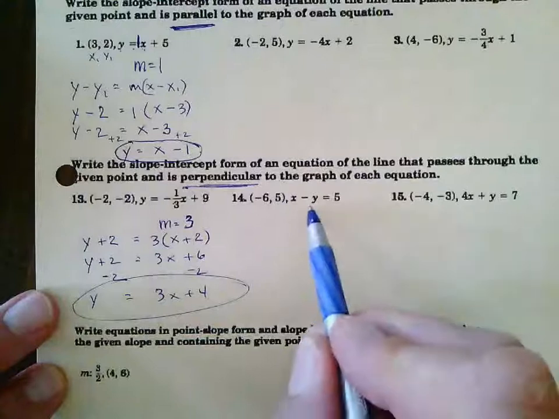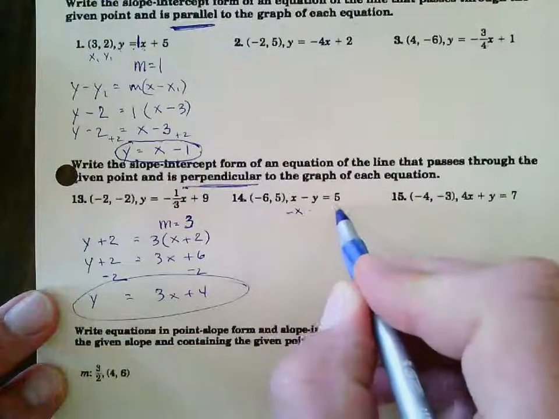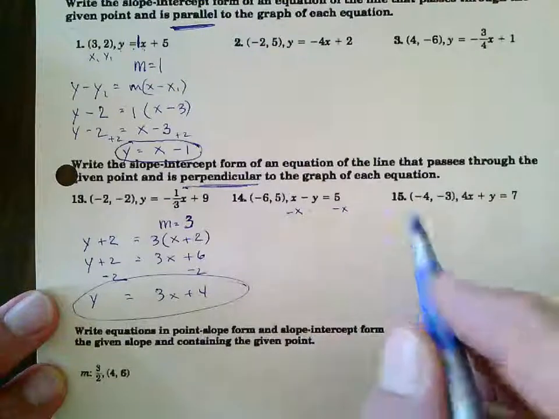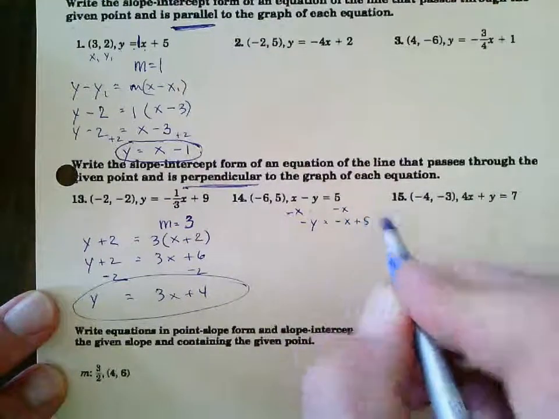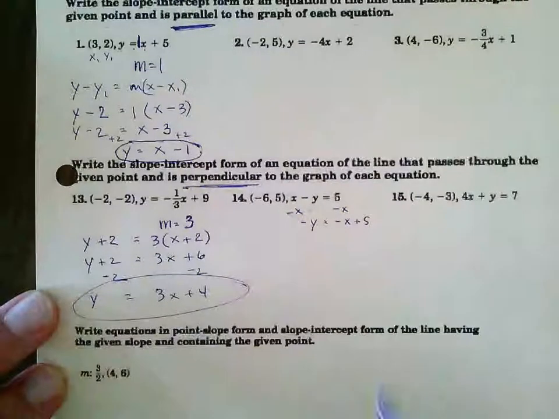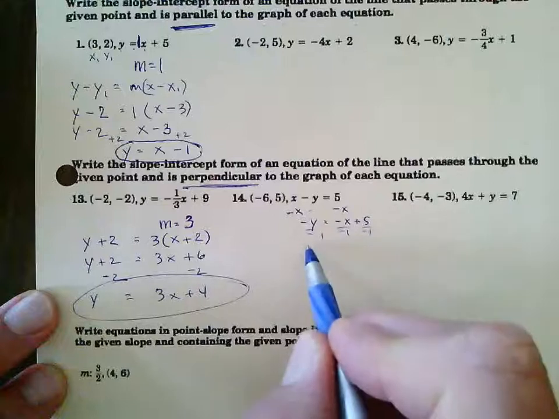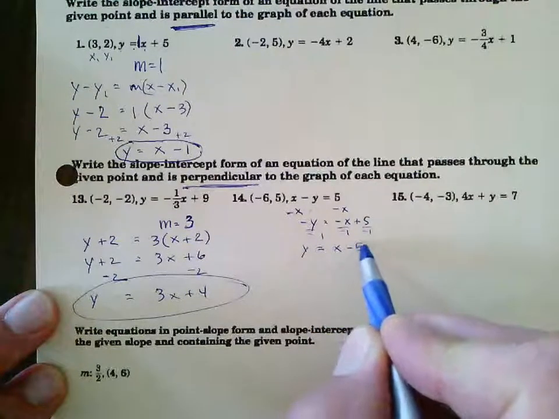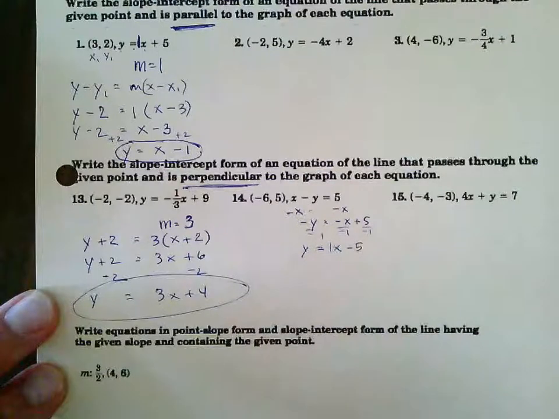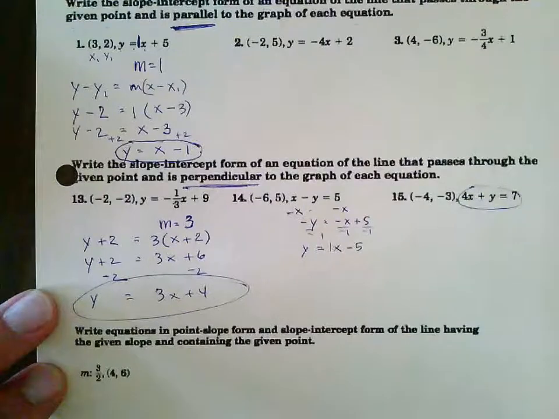The only thing you have to do here with this guy is change this into slope-intercept form. We spent some time doing this. Subtract the x over, subtract the x over. Negative y equals -x plus 5. And then when you divide everything by -1, it basically just changes all your signs. So y equals x minus 5. So you have a slope here of 1, which you need to take the negative reciprocal of. Same with this guy. You're going to have to flip that around for y equals.